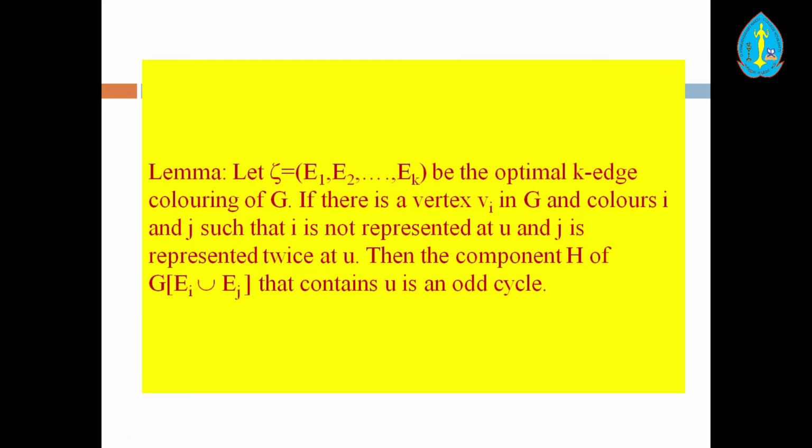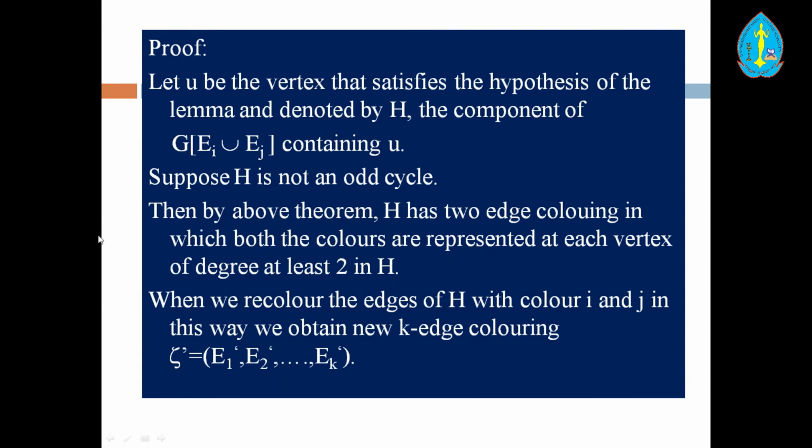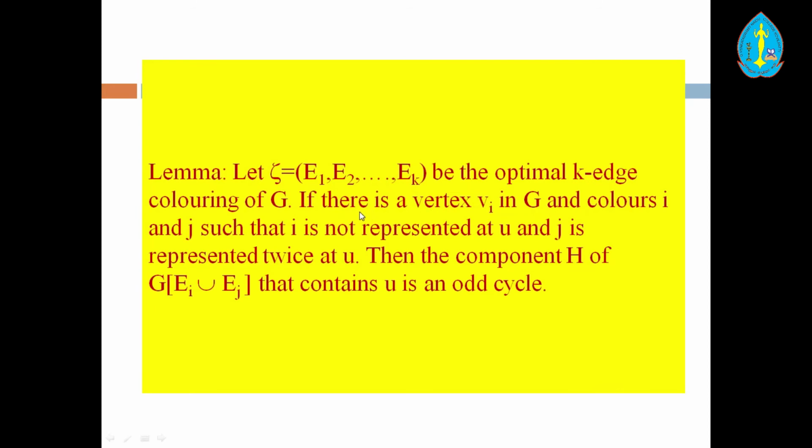Next result, lemma. Let script C, E1, E2, etc., Ek be an optimal k-edge coloring of G. If there is a vertex U in G and colors I and J such that I is not represented at U and J is represented twice at U, then the component H of the graph induced by the edges of EI union EJ that contains U is an odd cycle. Let U be the vertex that satisfies the hypothesis. What is the hypothesis? That there is a vertex U in G and colors I and J such that I is not represented at U and J is represented twice at U.